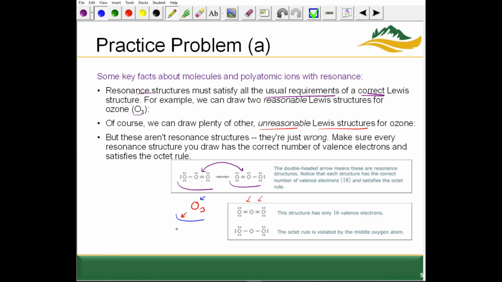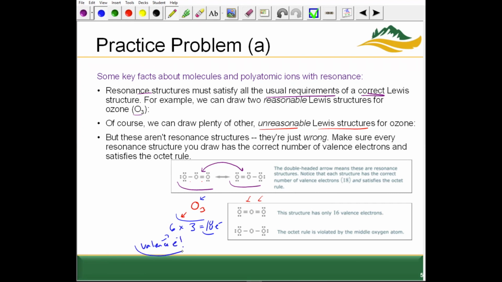Oxygen has 6 valence electrons. There are 3 oxygens. That means we have 18 electrons to work with within a Lewis dot structure. Remember, for Lewis dot structures, we're just counting the valence electrons.